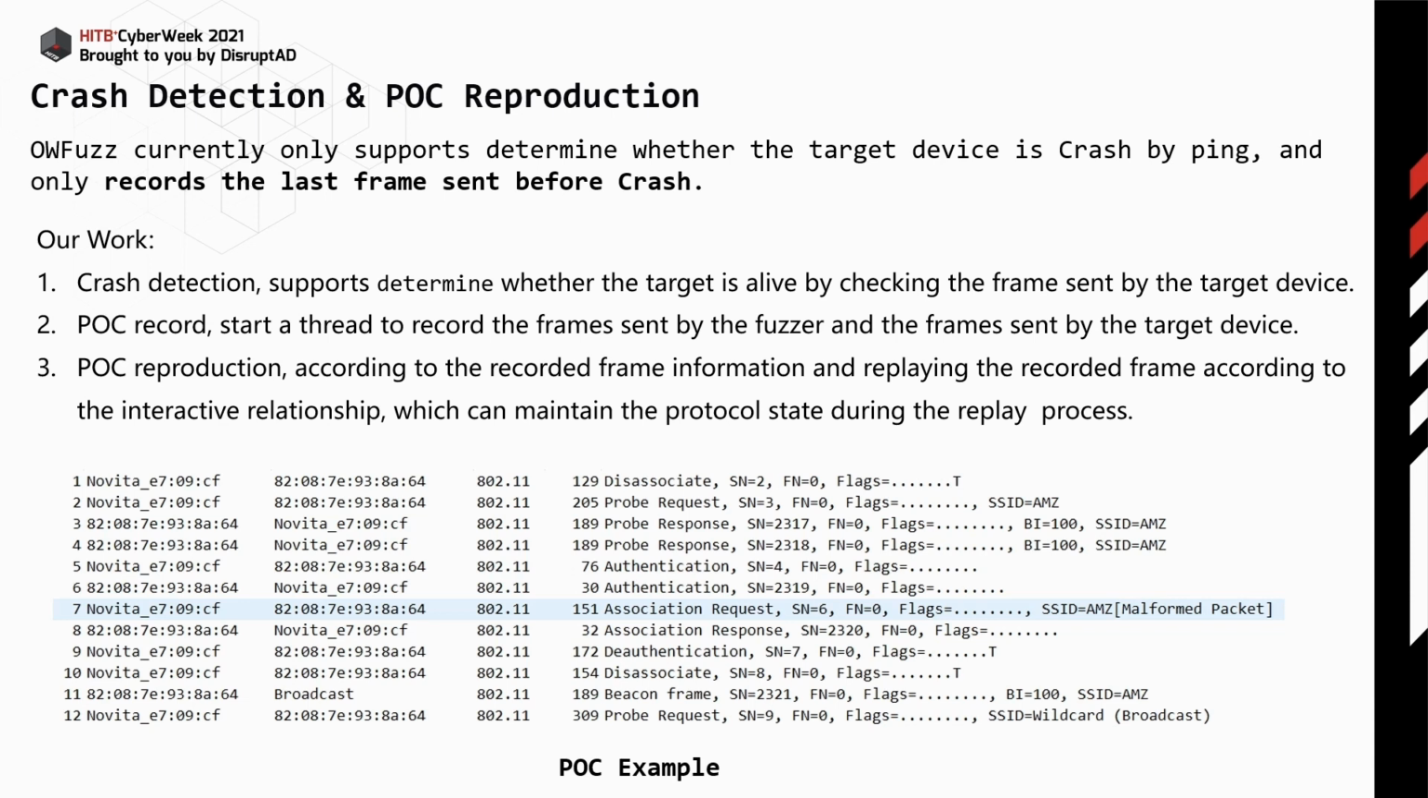In terms of POC recording and replay, Wi-Fi-hunter will start a new thread to record the Wi-Fi frame interaction between the fuzzer and the device under test. When replaying the POC, Wi-Fi-hunter will replay the recorded frames in the interactive order to ensure that the vulnerabilities can be reproduced. The following figure is a test case of a POC. You can see that the protocol interaction between the fuzzer and the device under test is recorded in the POC.